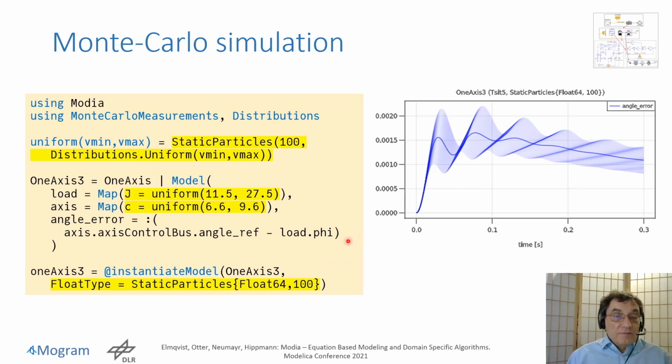In the same way, you can also perform Monte-Carlo simulations. You can provide various distributions for your uncertain parameters, and then as floating point type, you define StaticParticles from the MonteCarloMeasurements package. You define here 100 particles, which means 100 simulations. As a result, you get something of this kind, where you have the mean value and all 100 simulations of the Monte-Carlo simulation.